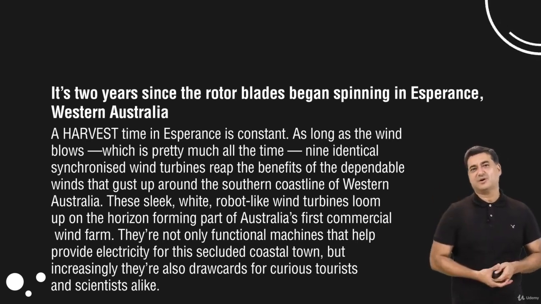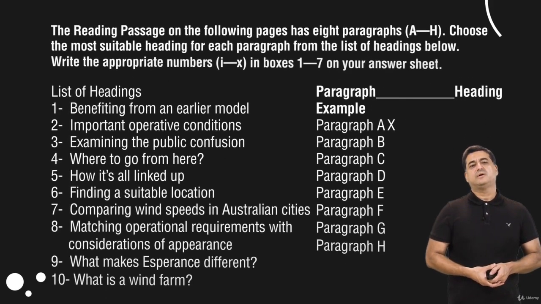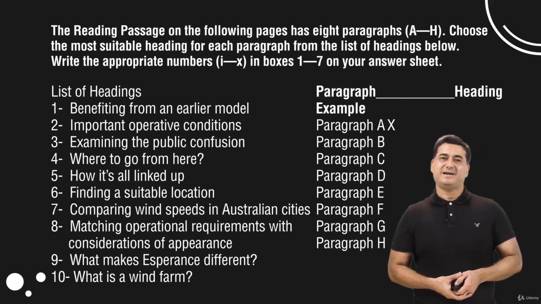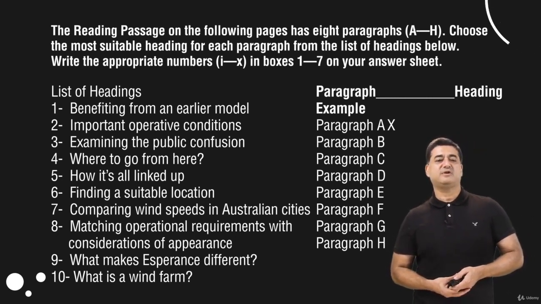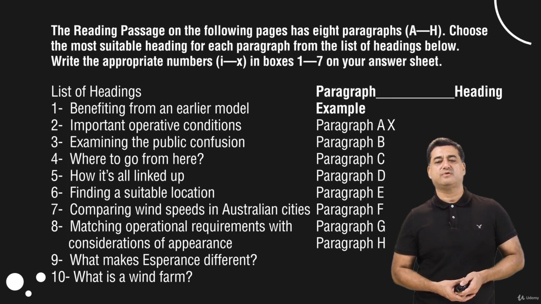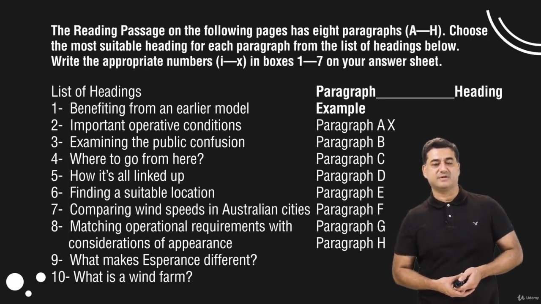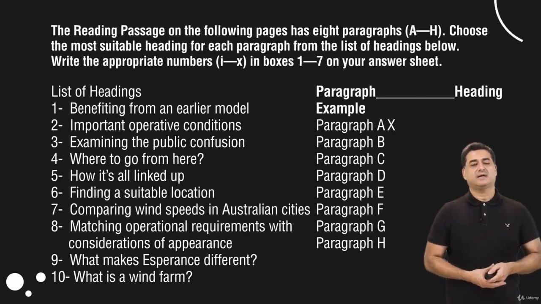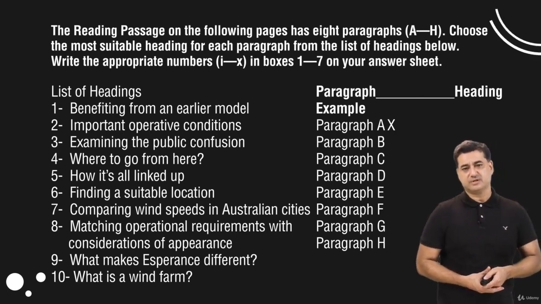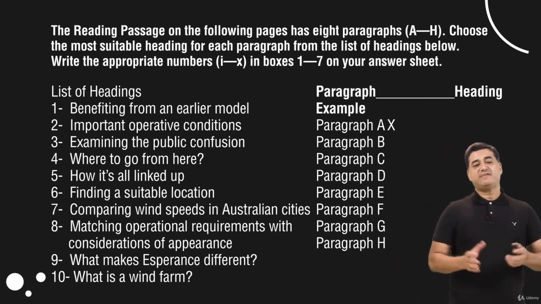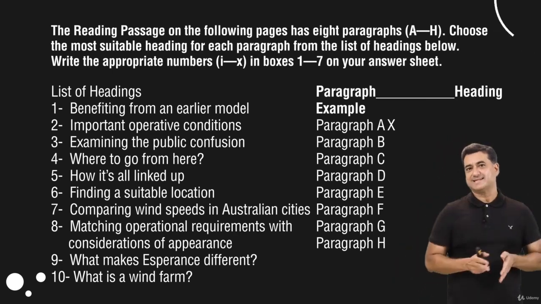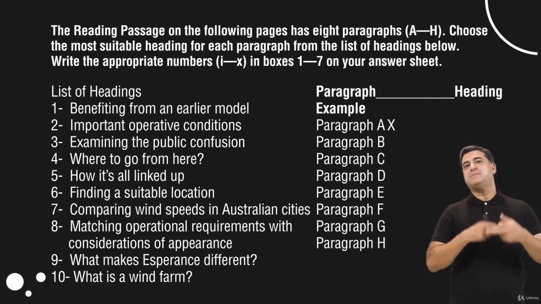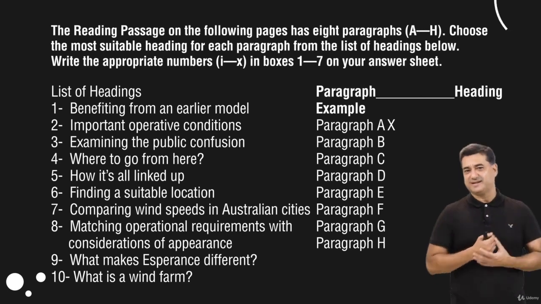Now let's move on and talk about paragraph headings only. So this is a big paragraph. There are about 10 headings given, and there are 1, 2, 3, 4, 5, 6, 7, 8, 9 paragraphs. So there are two additional headings given. Let's try to do it. Now what I have done is I have put all the headings in one go, and we are going to read the paragraphs one by one and supply the correct heading.